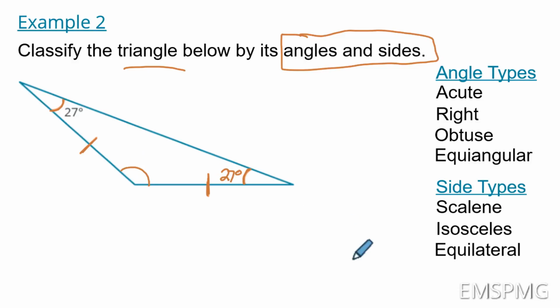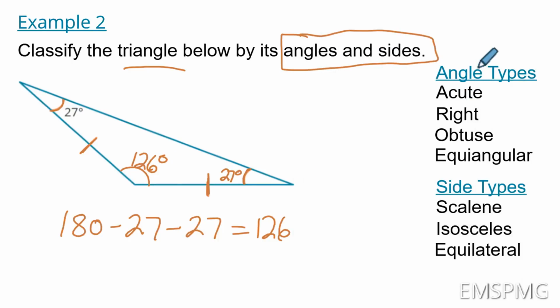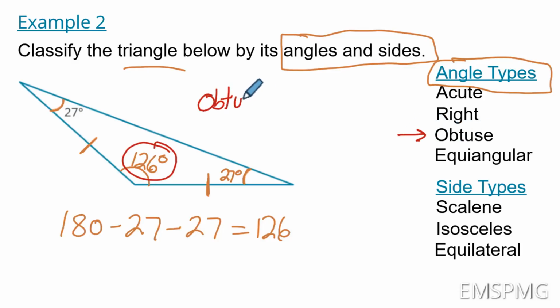So the trick is to know that in the triangle, all the angles add up to 180. So what we need to do to find this angle is take 180 minus 27 minus 27, and then we'll get this angle here. So let me bust out my calculator. So we got 180 minus 27 minus 27, bam. We got 126. So this angle is 126. So if we classify by angle type first, we see that we have an angle that's greater than 90 degrees. So that means that it's an obtuse. So that's the beginning of our name, obtuse.